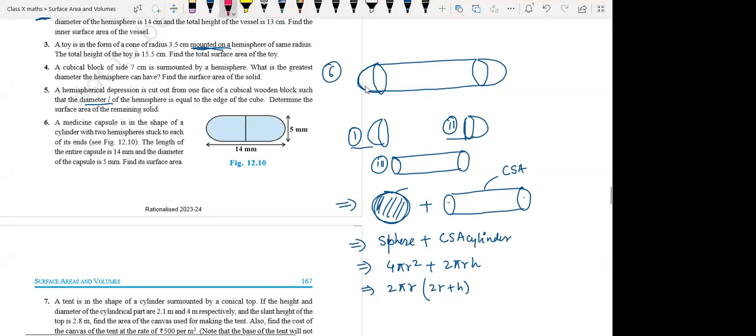So we know that this length is 14 millimeters. And this length is 5 millimeter, which means that the radius is 2.5 millimeter. So 2.5 is this, and 2.5 is this. Then what would be this? 14 minus 5, so 9. So this is 9 millimeters.